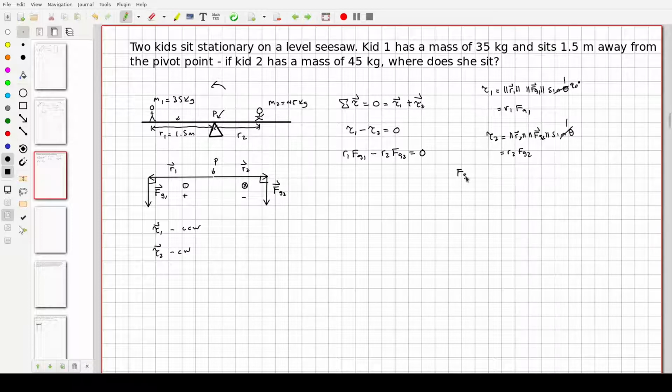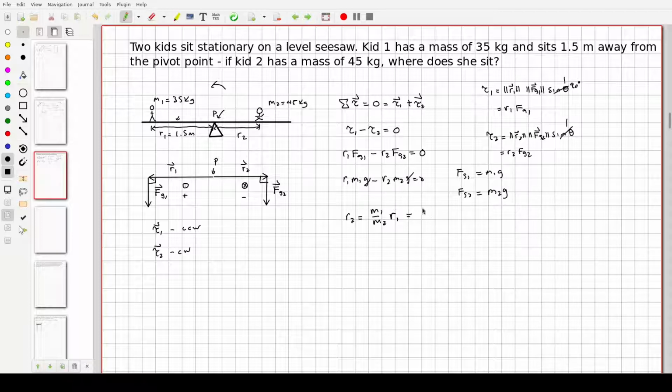Now FG1 is the first kid's weight. That's just M1 times G. FG2, the second kid's weight, M2 times G. So R1 M1G minus R2 M2G is equal to 0. G's cancel. We're trying to find R2. If you solve for R2, it's going to be M1 divided by M2 times R1.